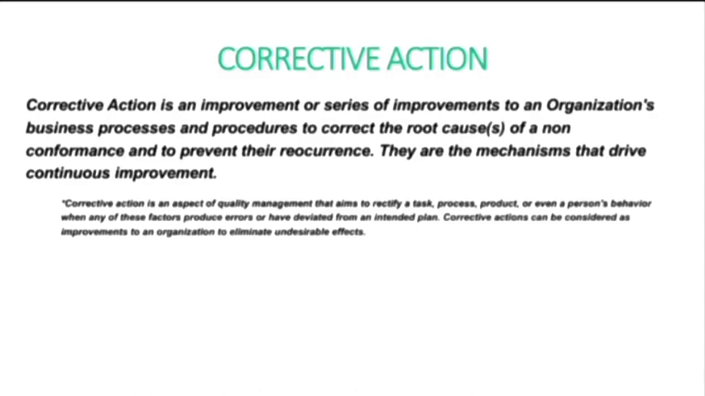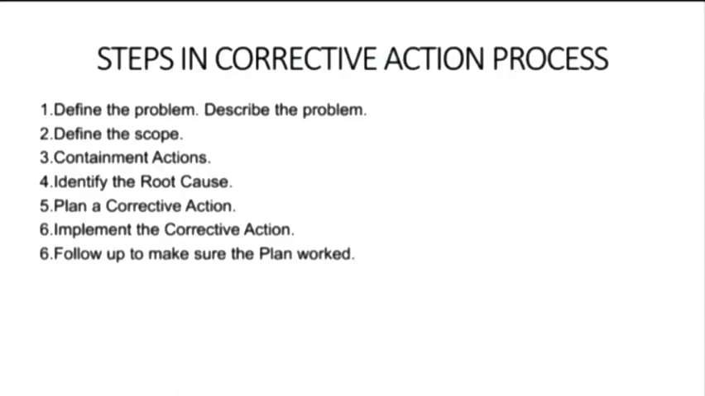In this video, we are going to discuss the other two types of control. They are corrective action and preventive action. Corrective action is an improvement or series of improvements to an organization's business process and procedures to correct the root cause of a non-conformance and to prevent its reoccurrence. They are the mechanism that drives continuous improvement. It is an aspect of quality management that aims to rectify a task, process, product, or even a person's behavior.